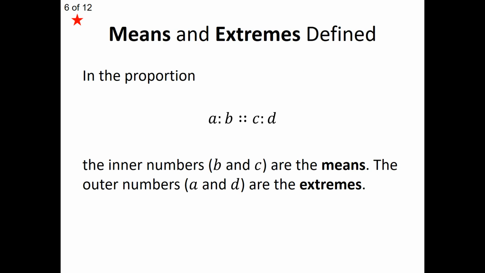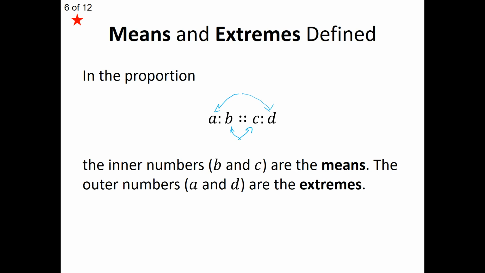Now, proportions are broken up into two categories. We give these two categories names. We call them the means and the extremes. Now, the means are the two numbers on the interior of a proportion. That means B and C are called the means. And it's really easy to see when we talk about this in the colon form that B and C are in the middle, which means those are the means. They're in the middle of our proportion. Now, the two values on the outside, A and D, we call those the extremes. Okay, so the ones on the very ends of our proportion are called the extremes.